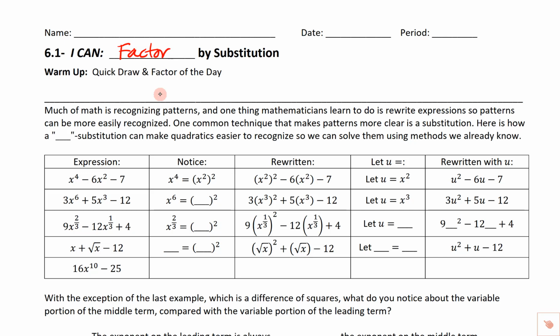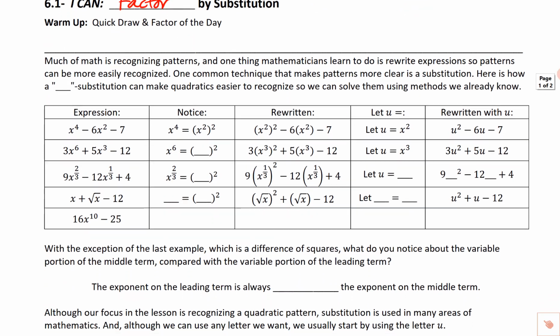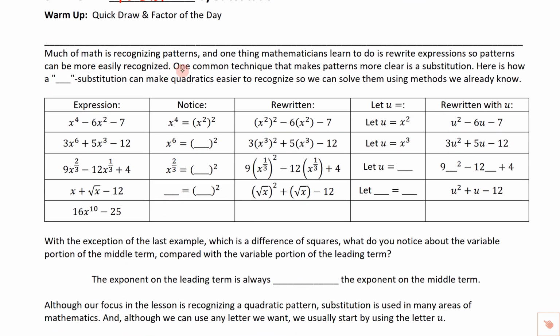What we want to do here is talk about a different way of factoring and recognizing patterns. A lot of math is recognizing patterns, and one thing we do is rewrite it so that it looks a little more comfortable and easier. A common technique is called a U substitution. So we're going to write the letter U right here, and we're going to focus on quadratics today.